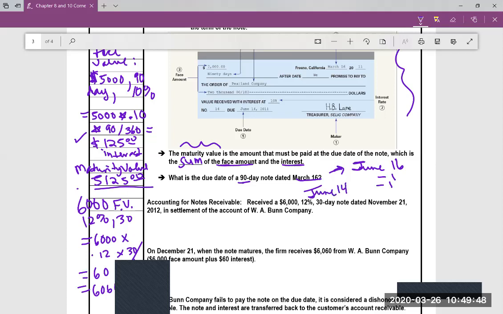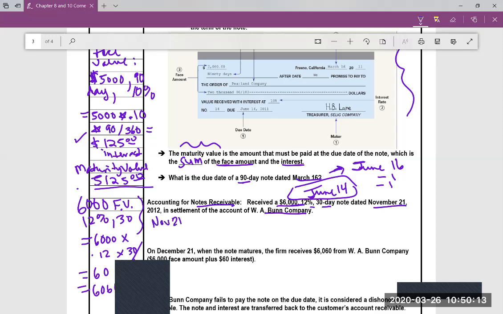Okay, and read the chapter on this. They have a different way of doing it that might make more sense. But anyway, here's how we're going to account for notes receivable. We received a $6,000, 12%, 30-day note dated November 21st in settlement of W.A. Bunn Company. Now, I've already done the math on this over here. So let's go ahead and do the journal entry.